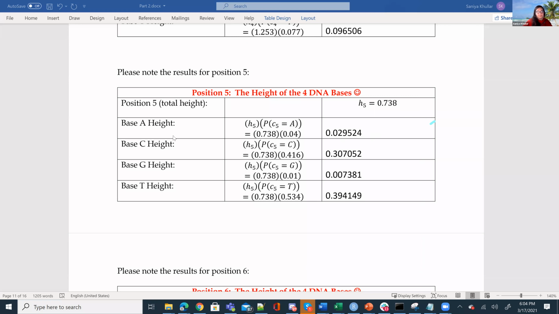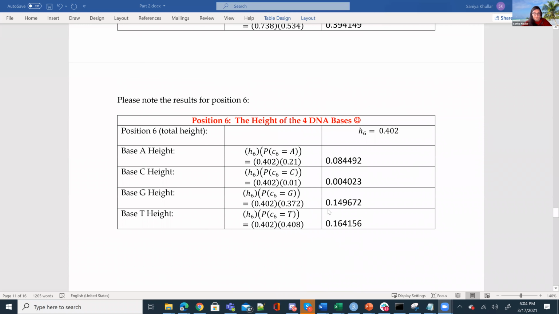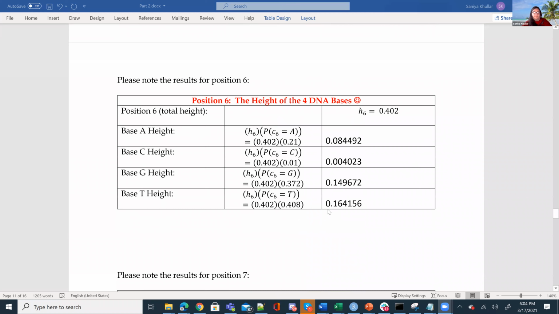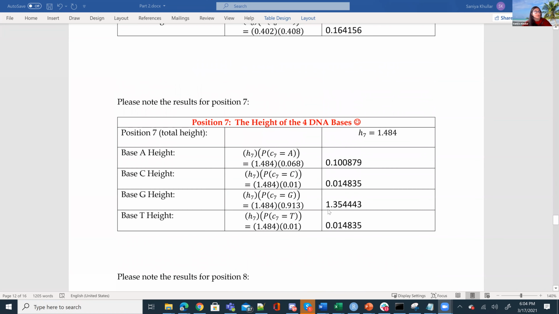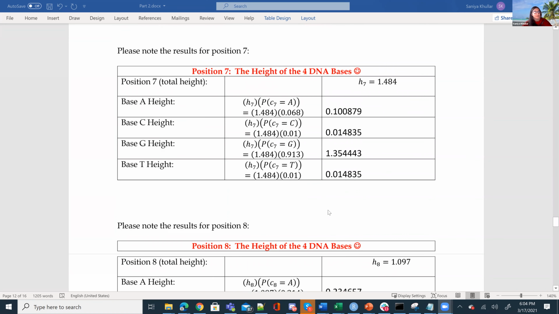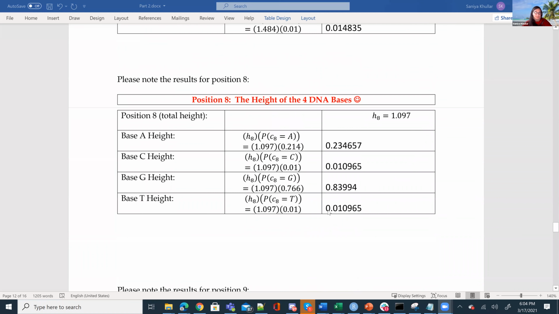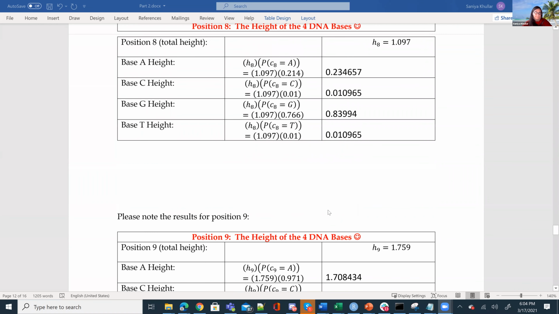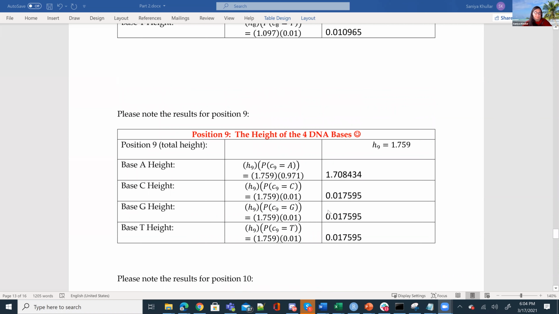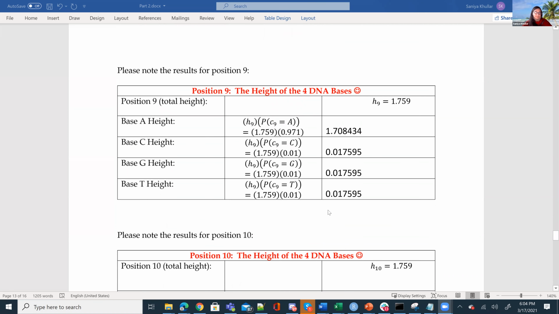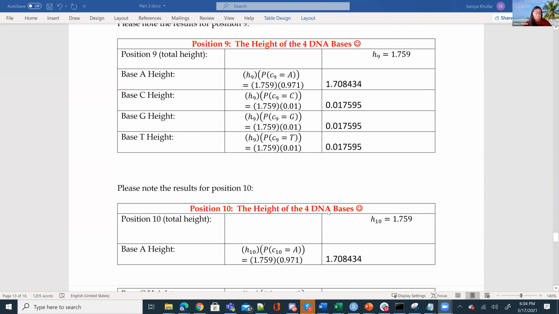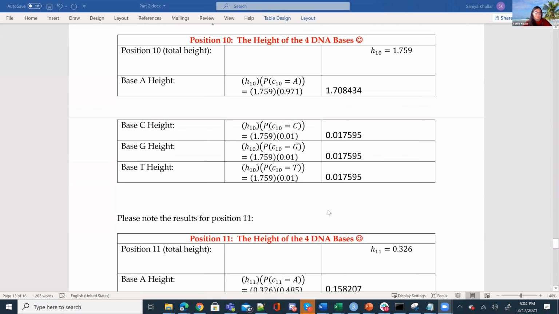Position 6, this is what you'll get. So you keep on doing this. Position 7. I'm going through kind of fast, but I know you could pause this, so please let me know if you have any questions. This is 8, 9, position 10, and position 11.